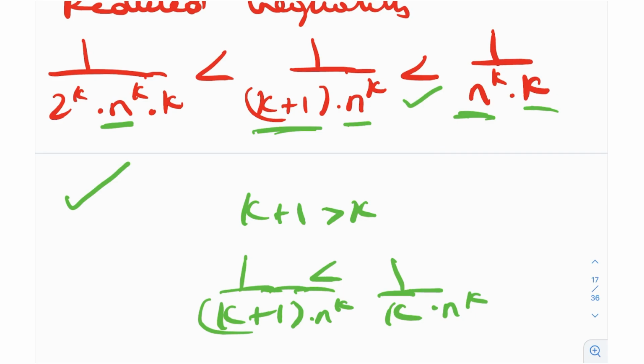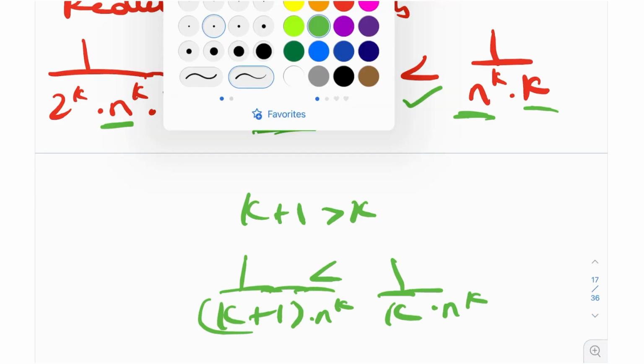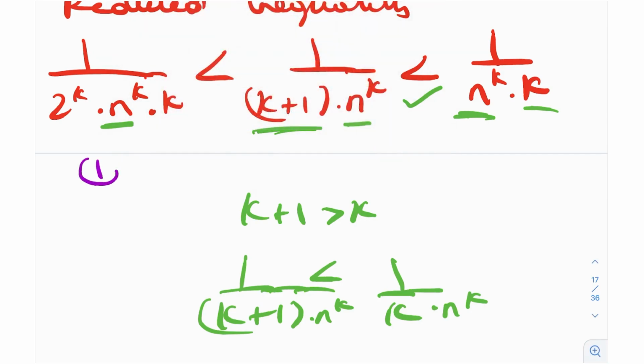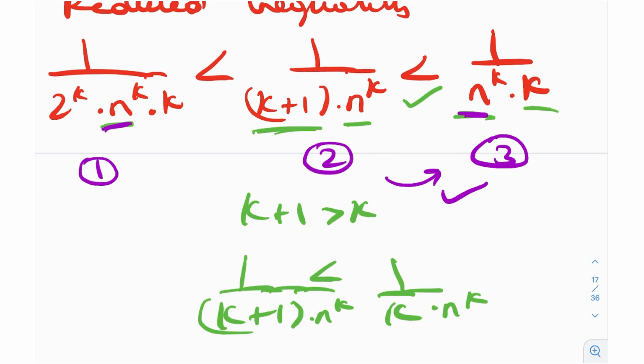Now let's look at the other inequality. Let's analyze the first and the third term. Let's say this is term 1, this is term 2, this is term 3. We said that 2 and 3 holds true. Let's consider 1 and 3. Well, what is common between 1 and 3? This n raised to the power k term is obviously common. Here you have k, and you have k as well, but then you have another quantity, 2 raised to the power k.